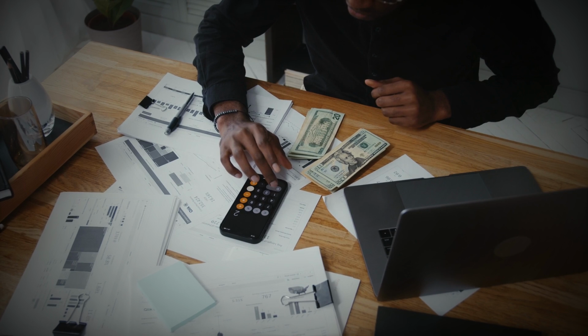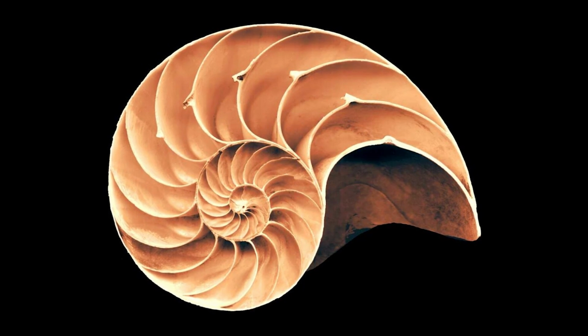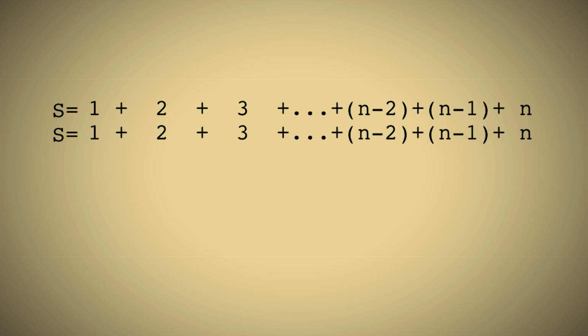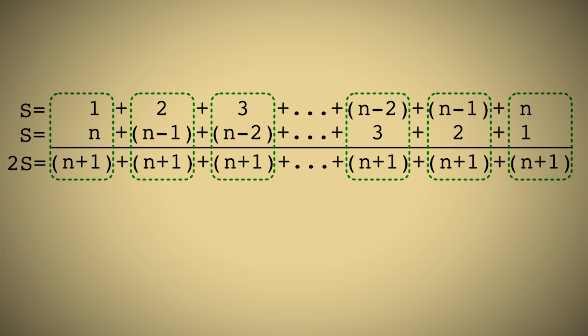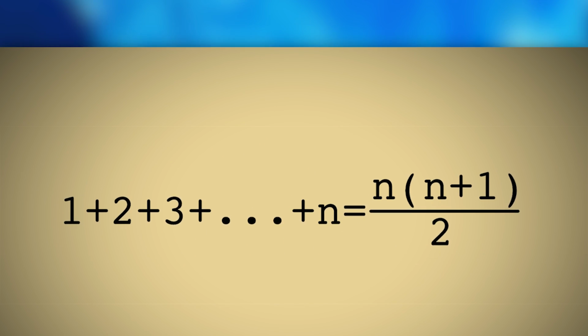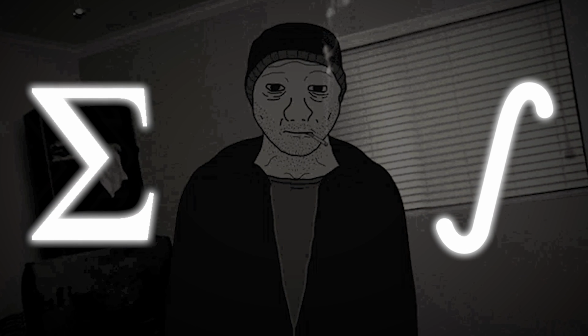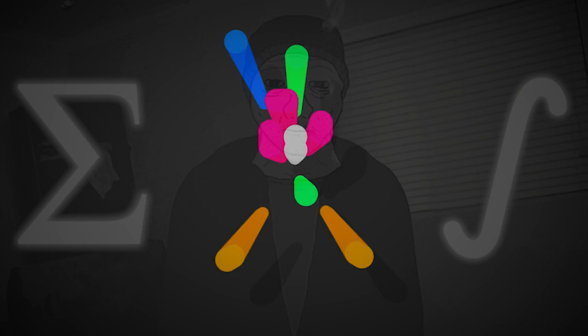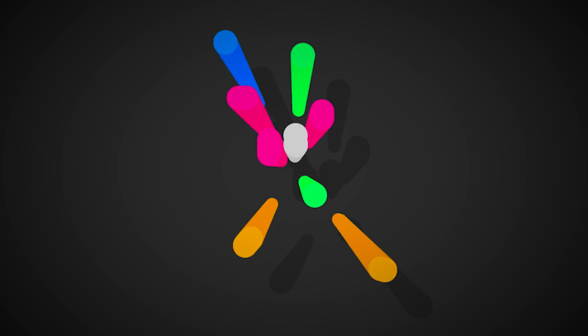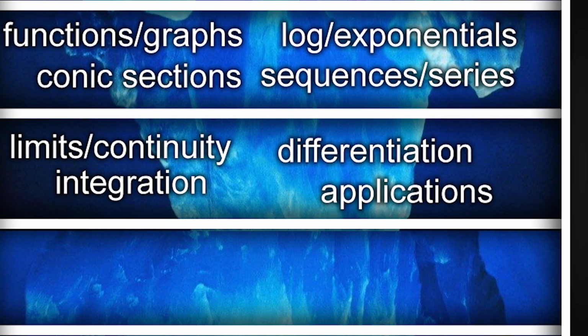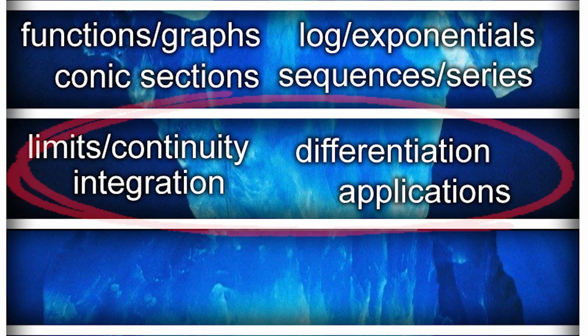Whether calculating compound interest or studying the Fibonacci sequence in nature, sequences and series help us understand patterns and predict future outcomes. We're now moving on to level 6 of the iceberg. Calculus is notoriously known for its insane difficulty, and it is the mathematics of motion and change. There are 4 main concepts in calculus, which are limits and continuity, differentiation, integration, and finally, how to apply calculus.